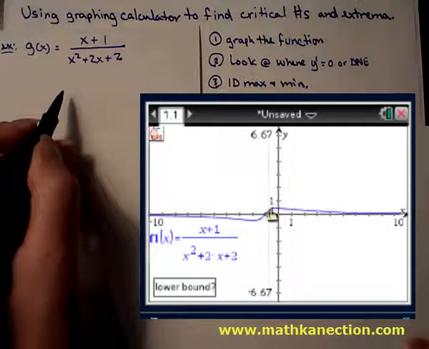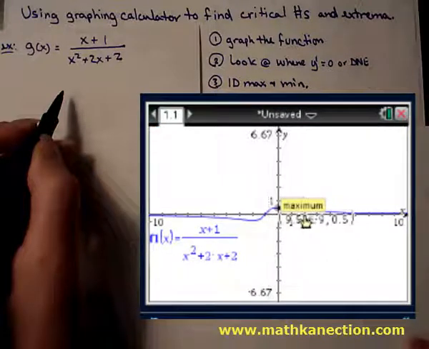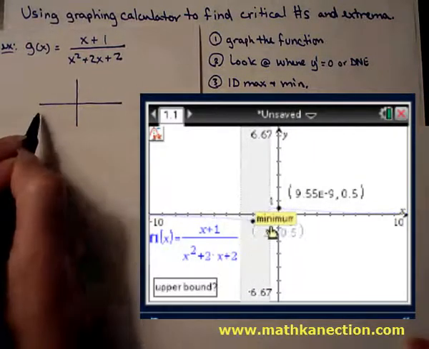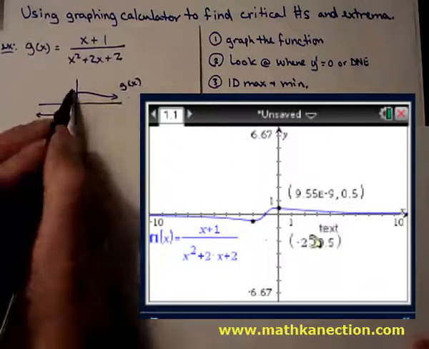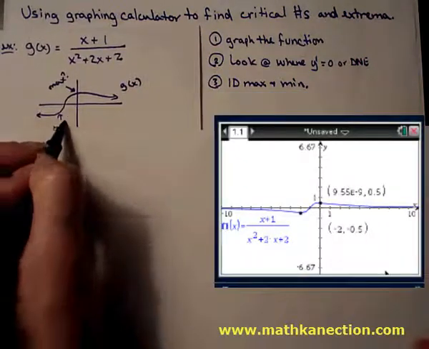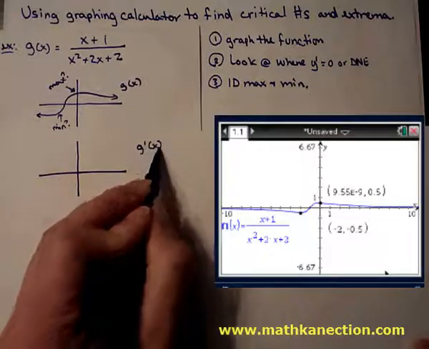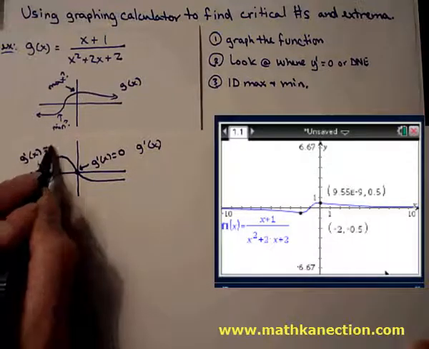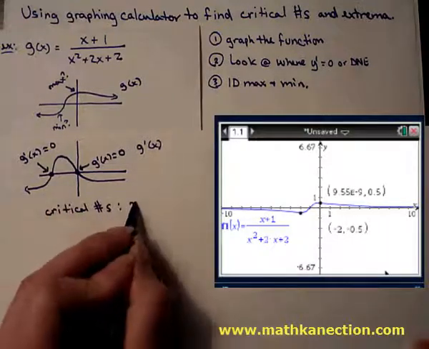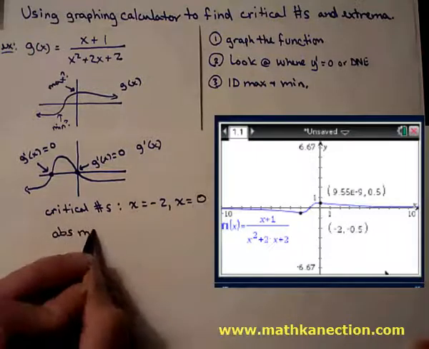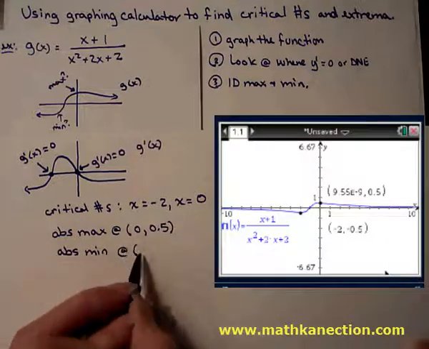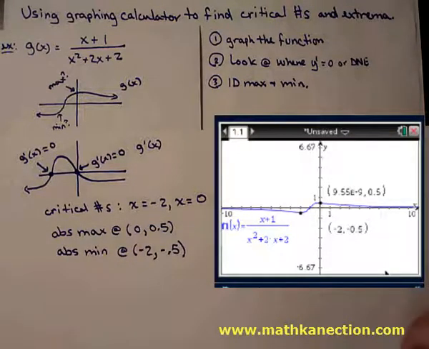So for our two critical numbers, we find that at x is equal to 0, that's a maximum. And the max value is 0.5, and at the other critical number x is equal to negative 2, there's a minimum, and that value is negative 0.5. So sketching a graph and identifying where the derivative is equal to 0, identifying the two critical numbers at x is equal to negative 2, x is equal to 0, and the absolute max located at 0, 0.5, and the absolute minimum at negative 2, negative 0.5.